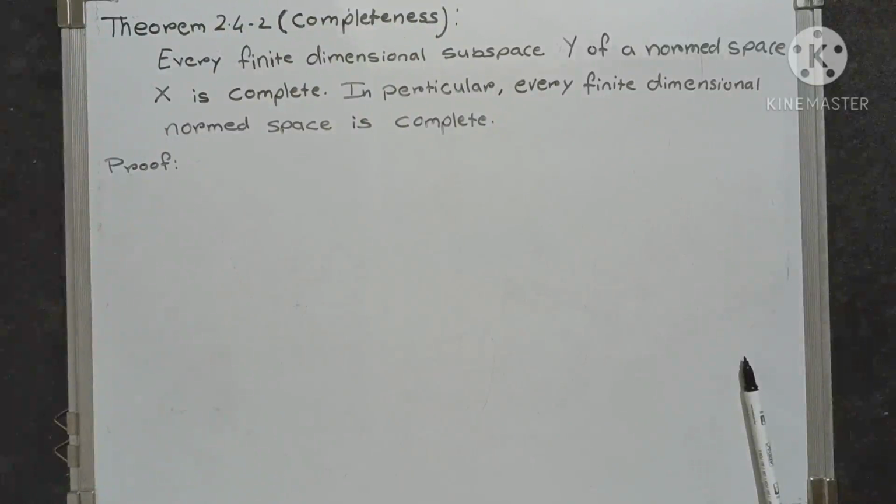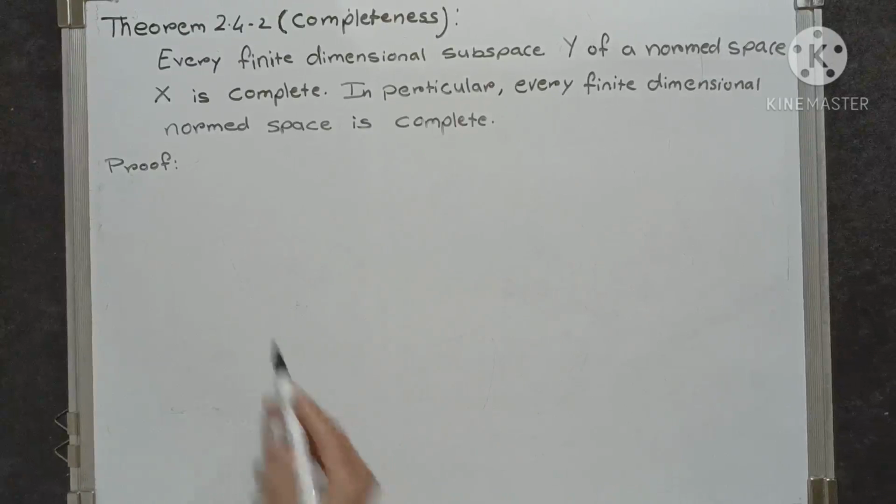Now in the last lecture we saw a very important lemma, that is Lemma 2.4.1 about the linear combination. After that lemma we have to prove Theorem 2.4.2, which is about completeness. The statement of this theorem is: every finite dimensional subspace of a normed space X is complete. In particular, we have to show that every finite dimensional normed space is complete. So we start with the finite dimensional normed space, that is capital Y.